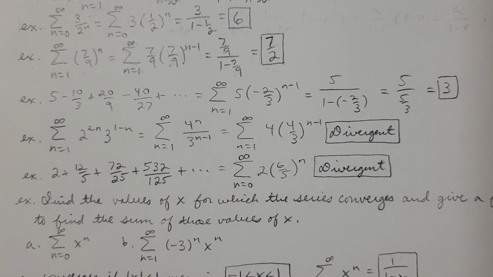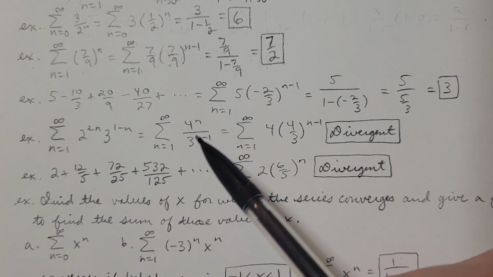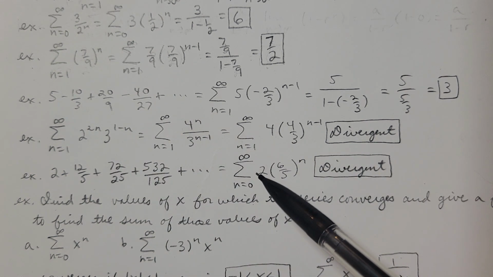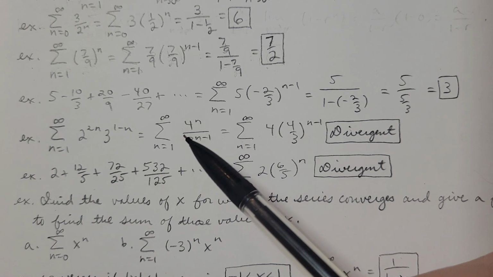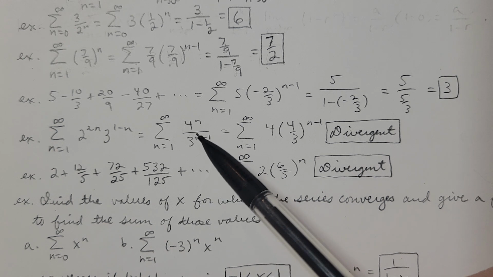Here's another example. Okay, so what if I had the summation as n equals 1 to infinity of 2 to the power 2n times 3 to the power 1 minus n? So the goal with this is to try to make this look like a geometric series. In other words, I have the summation as n equals 1 to infinity of a times r to the n minus 1. That's what I'm trying to get inside.